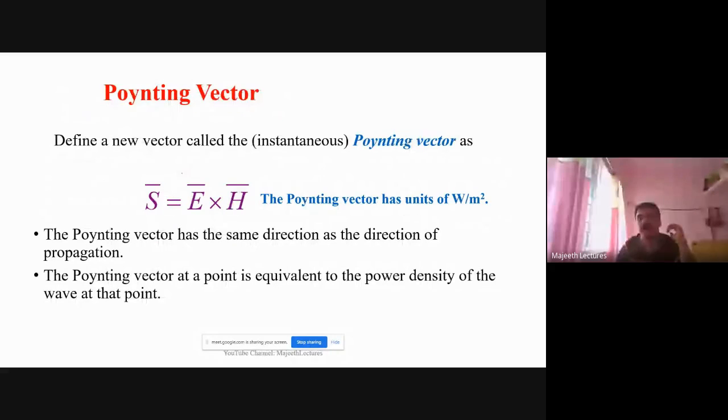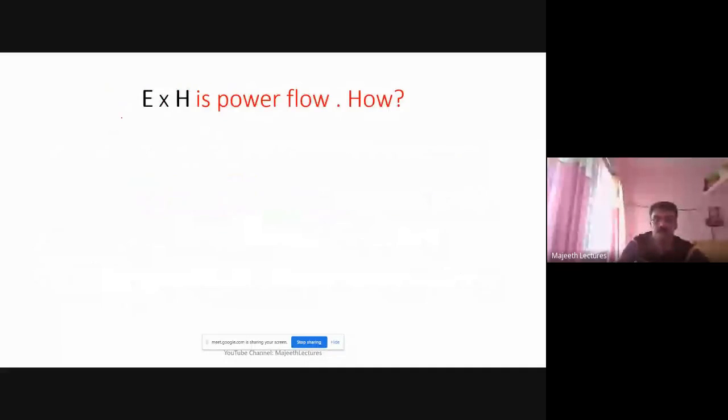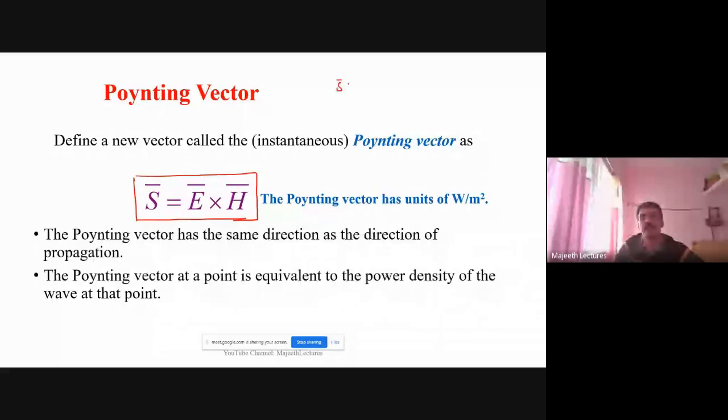So the Poynting vector is specified by S vector. Poynting vector S is equal to E cross H, right? Where E is an electric field, H is a magnetic field, S is a Poynting vector. The next thing I am writing here is the Poynting vector has units of watt per meter square. How does it have units of watt per meter square? Let me tell you, right? As I write here itself, we know S is equal to E cross H.